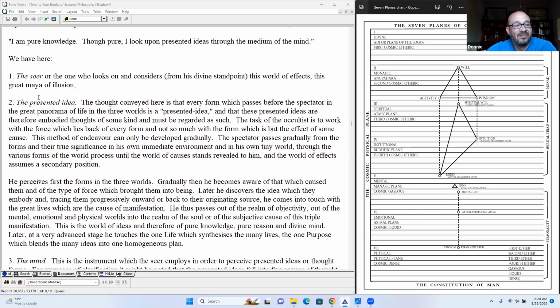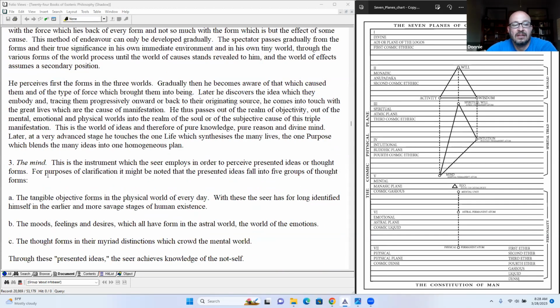All right, so we had the seer, the presented idea, and now we're moving into the mind. This is the instrument which the seer employs in order to perceive presented ideas or thought forms. For purposes of clarification, it might be noted that the presented ideas fall into 5 groups of thought forms. A, the tangible objective forms in the physical world of every day. With these, the seer has for long identified himself in the earlier and more savage stages of human existence.